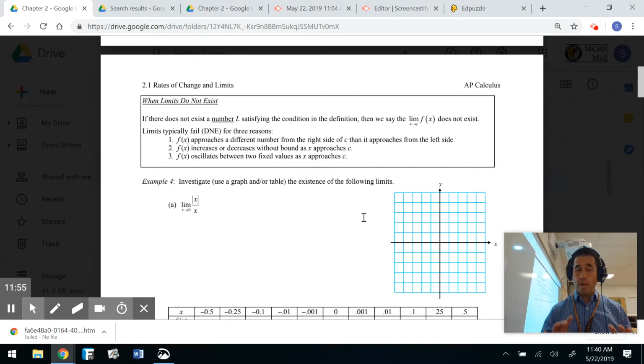Now, typically, when does this happen? There are really three ways that we get a DNE when looking at limits. 1: f of x approaches a different number from the right-hand side than it does from the left-hand side. 2: f of x increases or decreases without bound as x approaches c. That usually has the idea of an asymptote involved with it. And 3, one we don't deal with much: when a function oscillates between two fixed values as x approaches c.